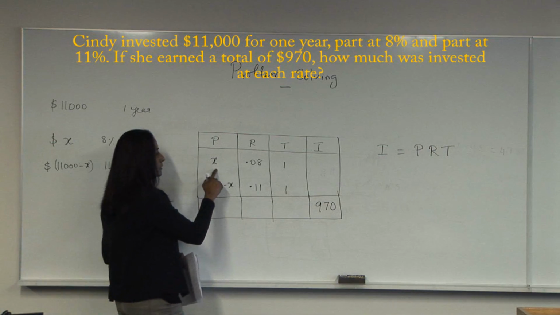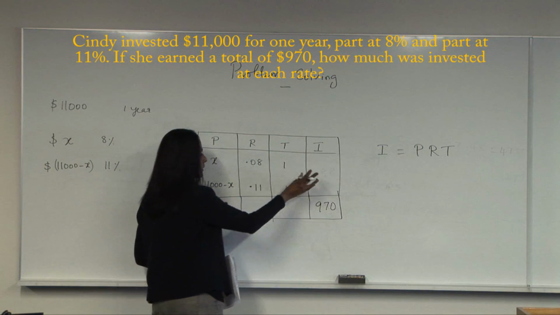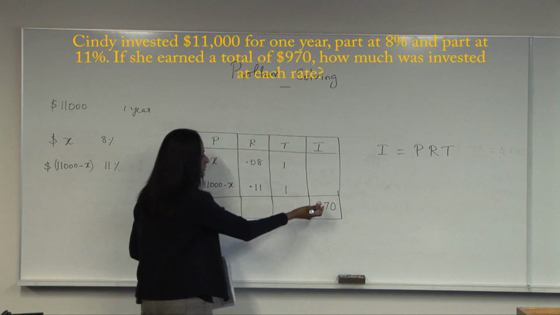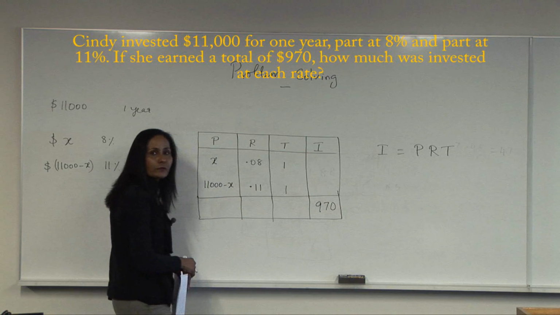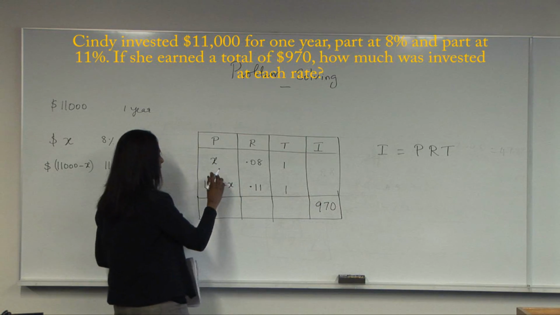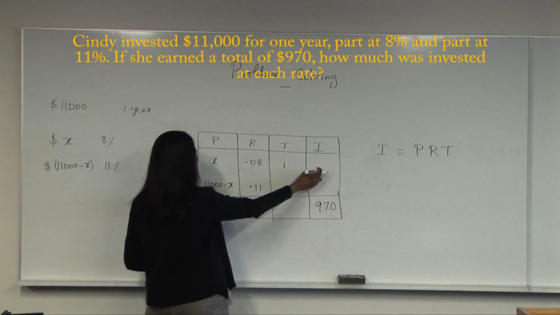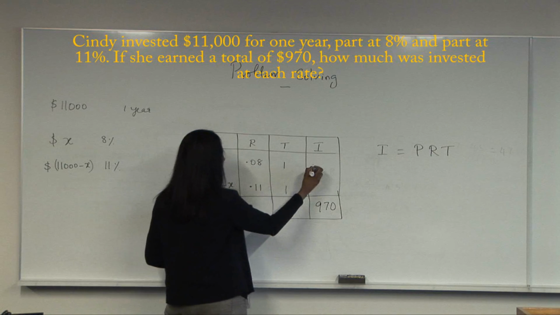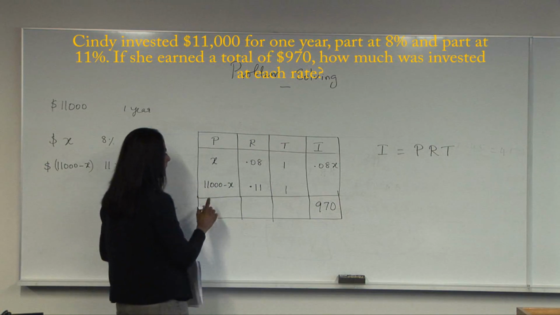So for this amount, at this rate, we are going to find the interest. This one, at this rate, we are going to find the interest. The total interest is given. So this plus this is equal to that. So let's do that. So x times P times R times T is your interest for this. So x times 0.08 times 1. So let's write that down. When you multiply that, you get this.